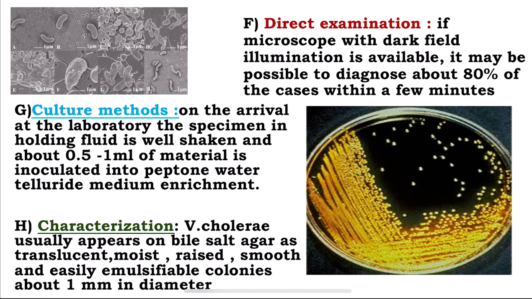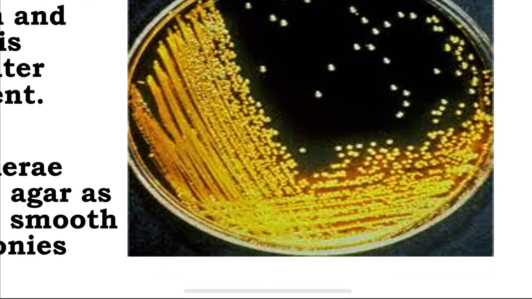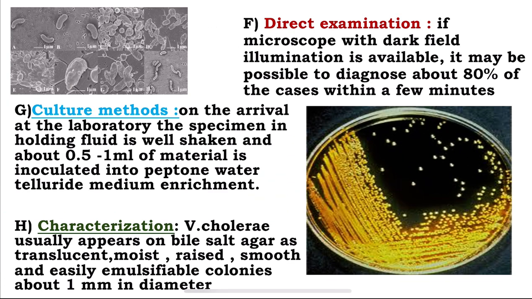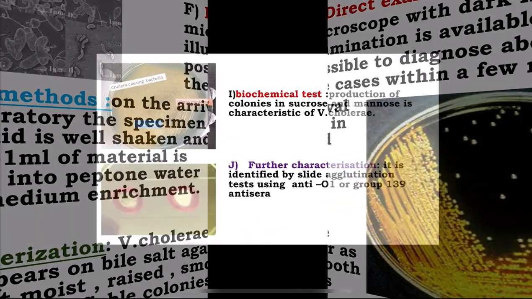Characterization: Vibrio cholerae appears on the bile salt agar as translucent, moist, raised, smooth and easily emulsifiable colonies, measuring about 1 mm in diameter.